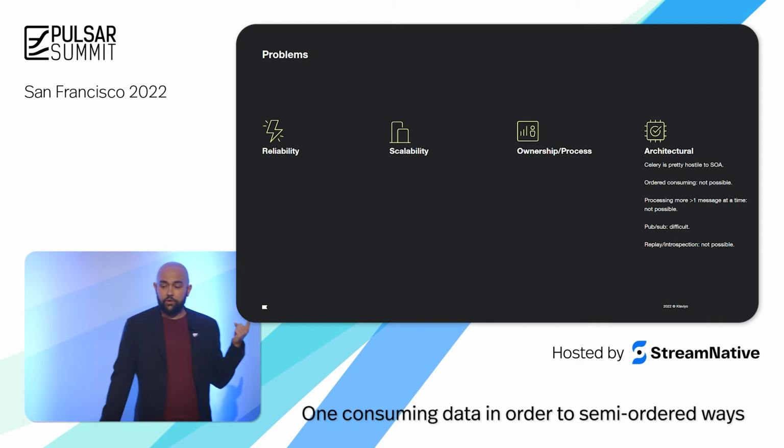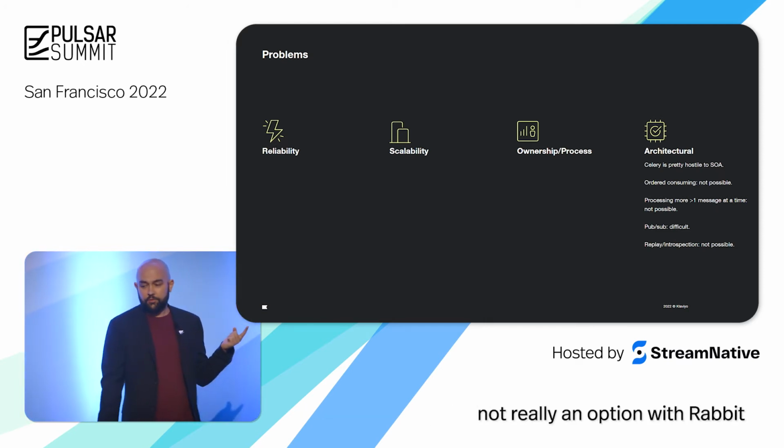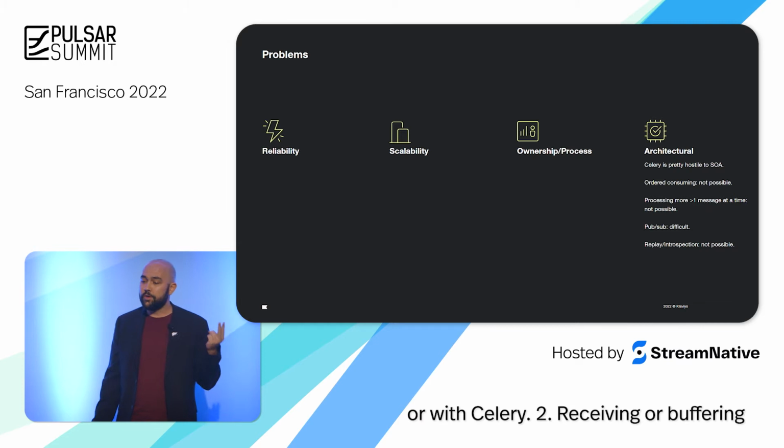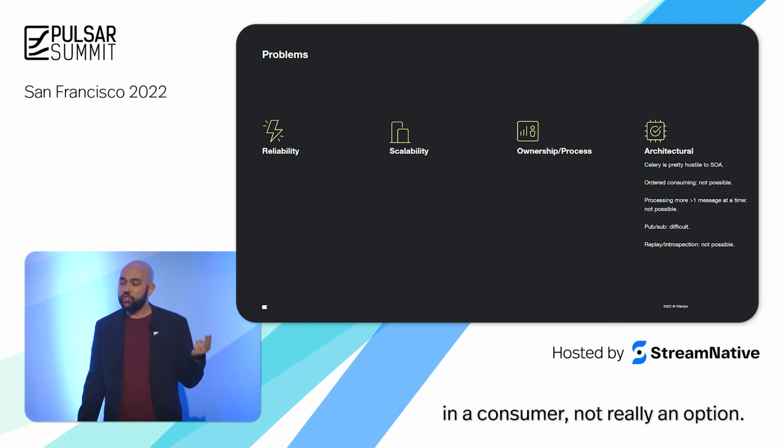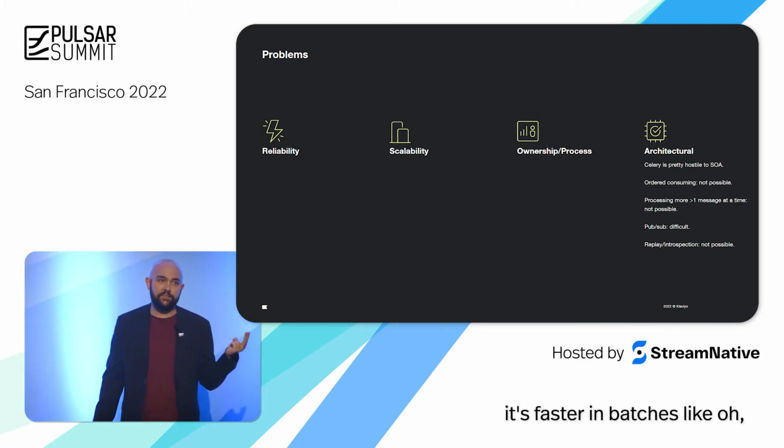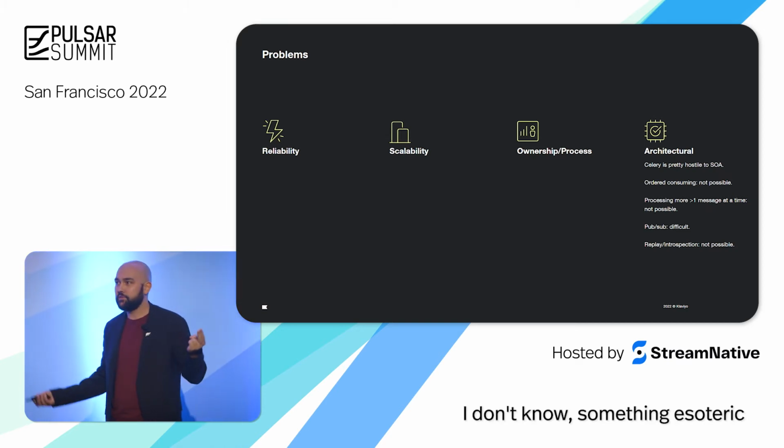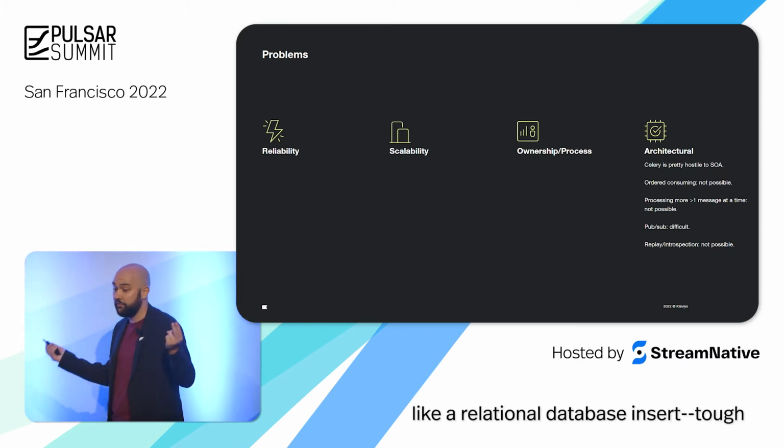One, consuming data in ordered or semi-ordered ways. Not really an option with Rabbit or with Celery. Two, receiving or buffering more than one message at a time in a consumer. Not really an option. So if you want to do something that's faster in batches, like, oh, I don't know, something esoteric like a relational database insert, tough.